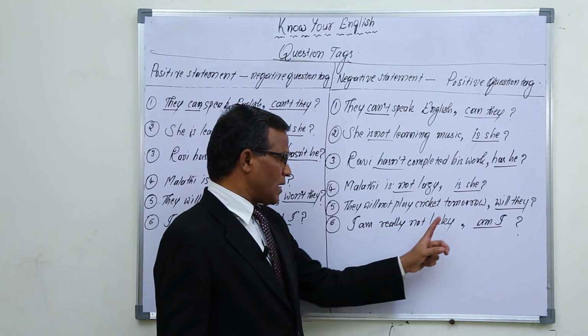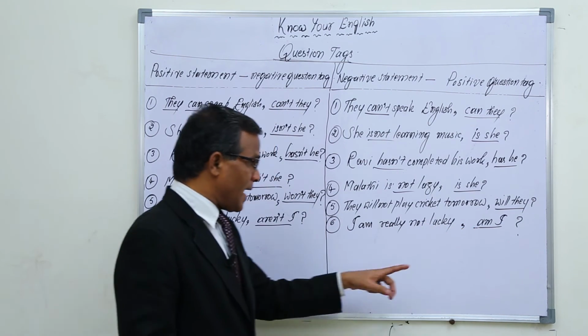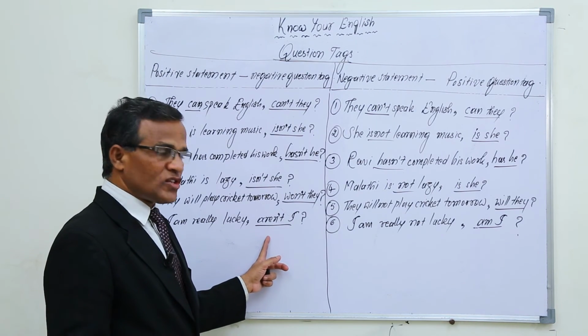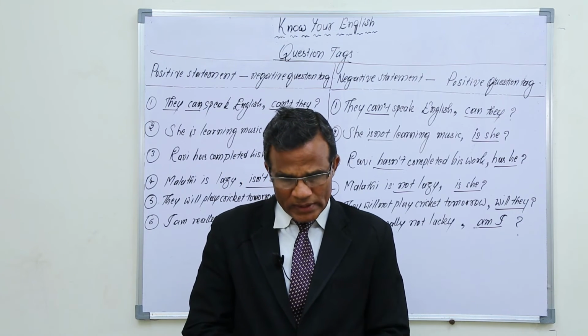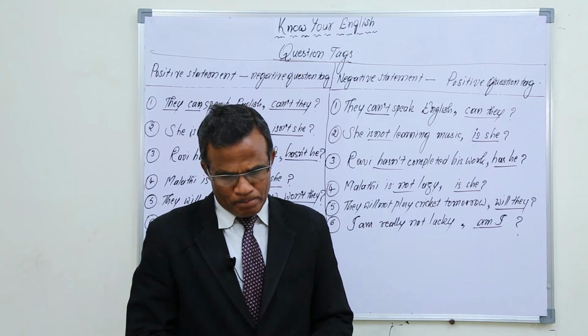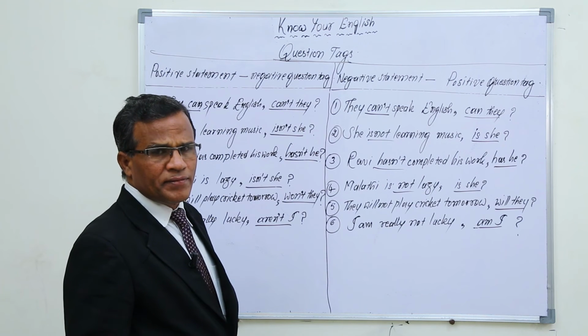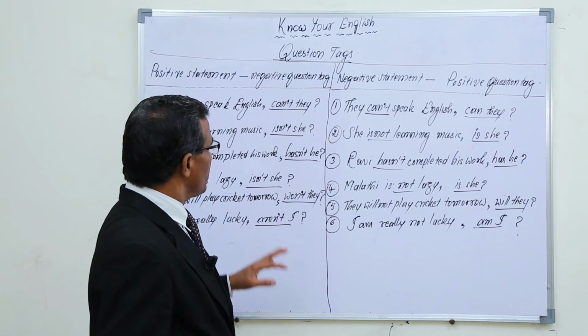I am really not lucky. Am I? So "am I" is possible, but "amn't I" is not there. That's why we have used it as aren't I. Okay, this is the way. But here, one thing also we have to keep in mind. These question tags, in our day-to-day life when we speak to other people, we use in this way.